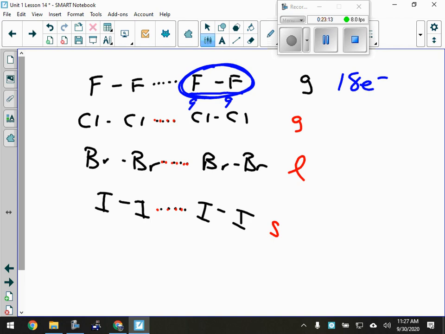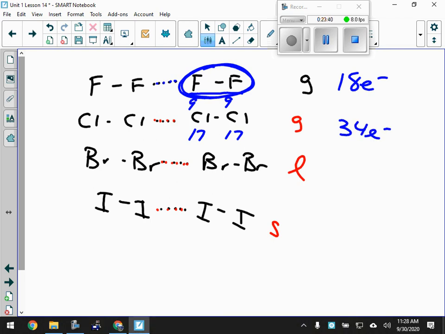You're going to get maybe not quite an equal distribution of these electrons, but that's not enough to make this attraction strong. It's still a gas. Here we've got 17 and 17, which is 34 electrons in total.